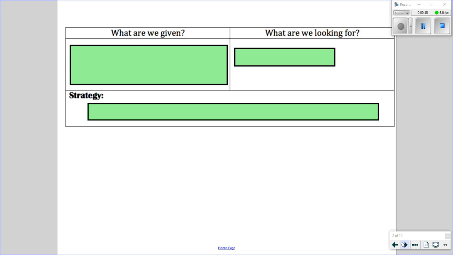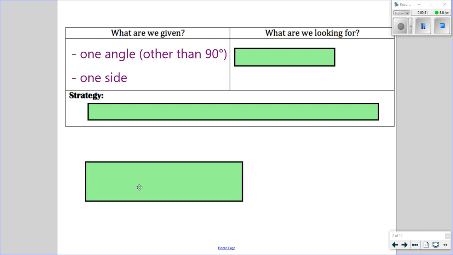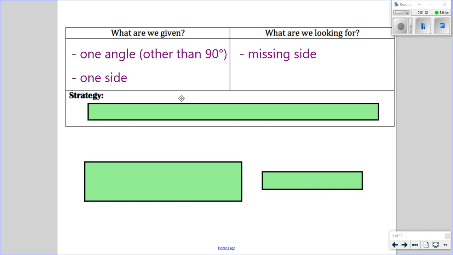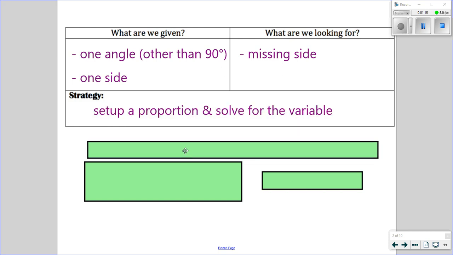Okay, so to elaborate more, what are we given? We're given one angle other than the 90 degree and then one side. So that means you're going to have the two angles that are in that triangle, the 90 degree and what they gave you, and then a side, whether it's the bottom of the triangle or the opposite of that angle. What are we looking for? We're looking for that missing side. And the strategy is to set up a proportion and to solve for the variable. So if this sounds confusing, we're going to do examples based on that.